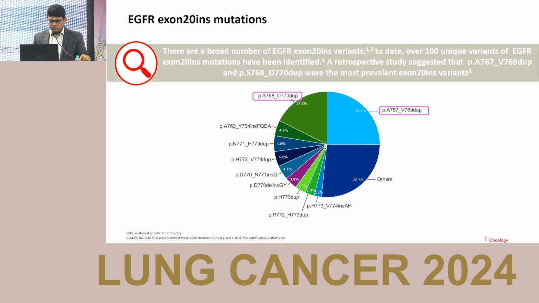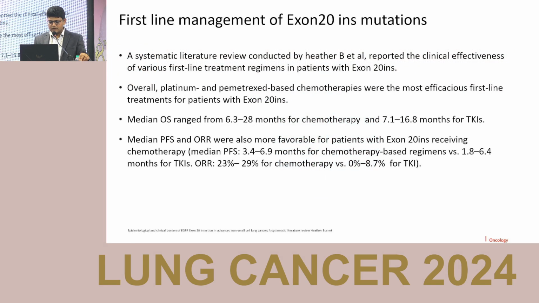Again, in exon 20 insertion mutation, there are multiple unique variants, more than 100, as seen in this retrospective study, of which the 767 and 768 mutations are more common. Generally in our practice, platinum doublet with or without immunotherapy is first line treatment in exon 20 insertion mutation. Still we don't have approval for amivantamab from DCGI in first line, though we now have data for amivantamab in first line.